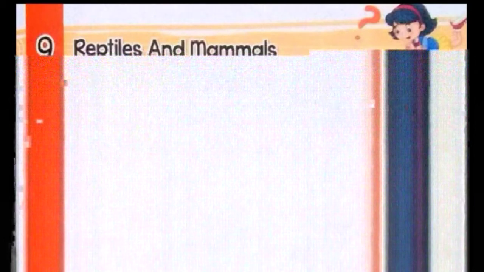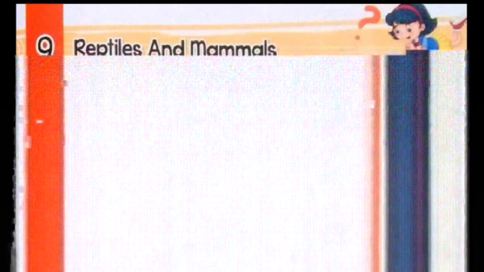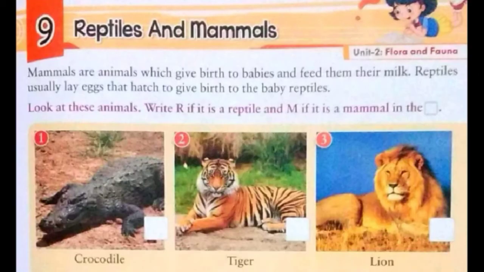So in this exercise, what we have to do, we have to look at these pictures, write R if it is a reptile and write M if it's a mammal. So scholars, I want you all to do this exercise yourself, as here you just have to find out whether these animals are reptile or mammal. So do it yourself. Like I'll tell you one example, like our first one is crocodile. So crocodile is a mammal or a reptile?